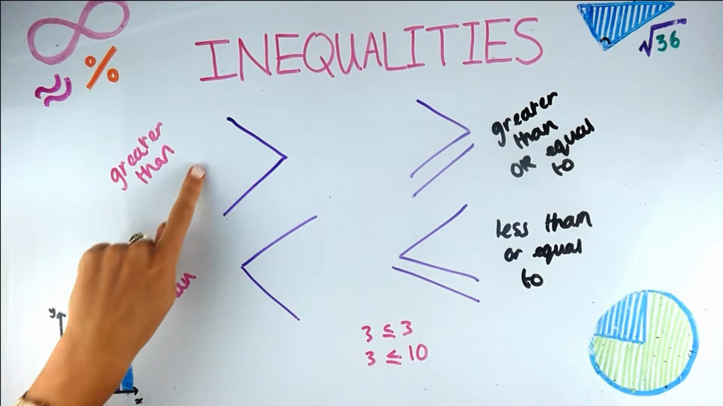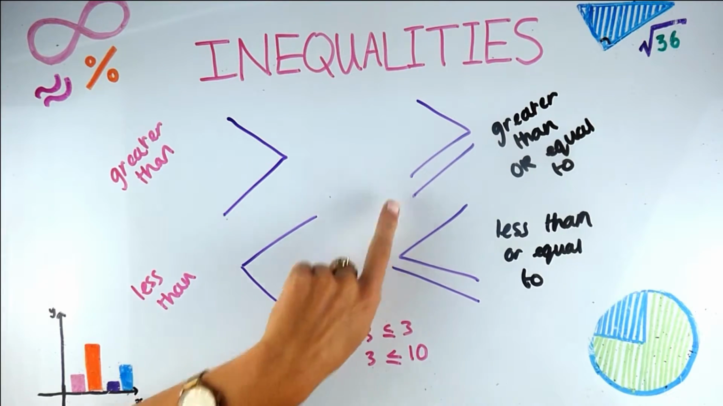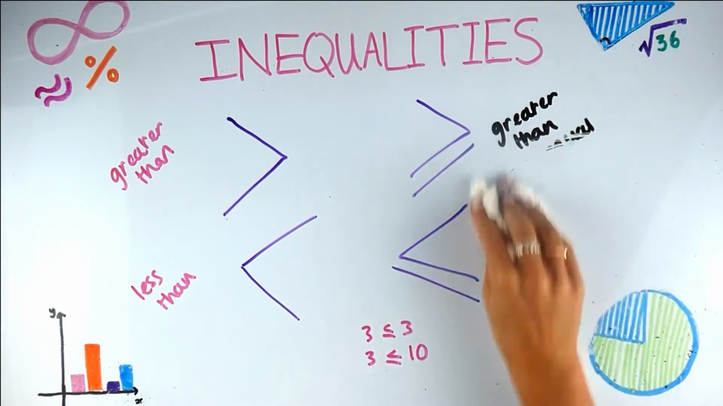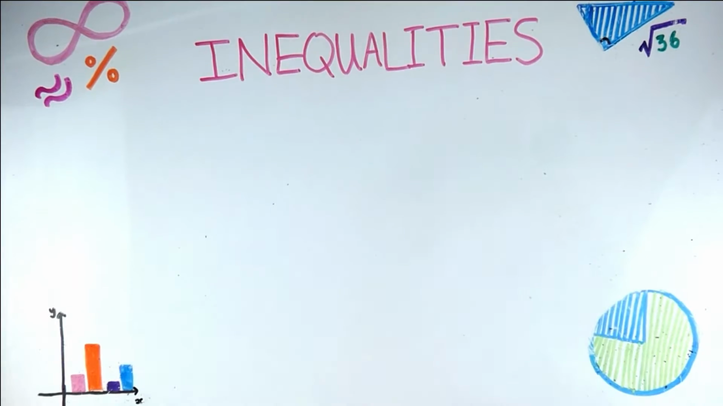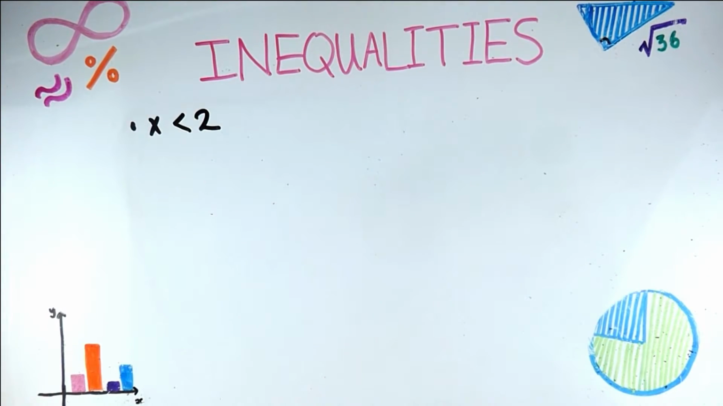Okay, so big side means greater than, small side means less than, this line means equal to. Let's look at some examples. Example number 1 looks very short.